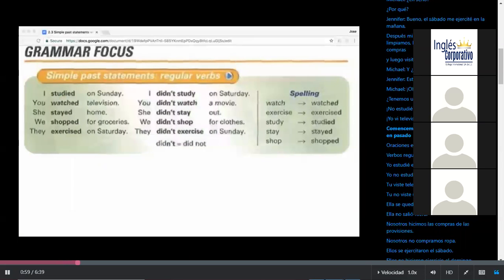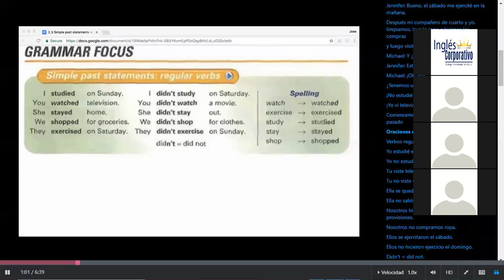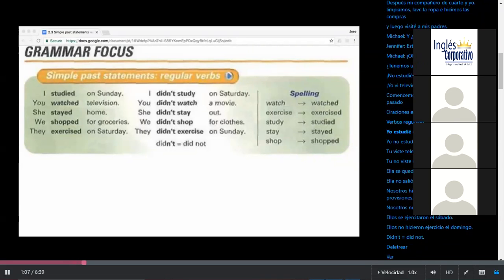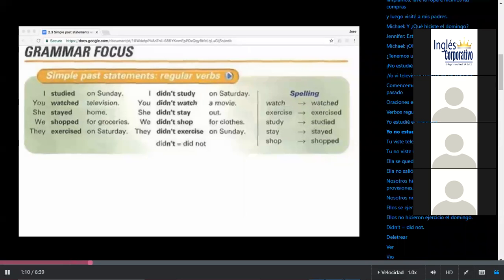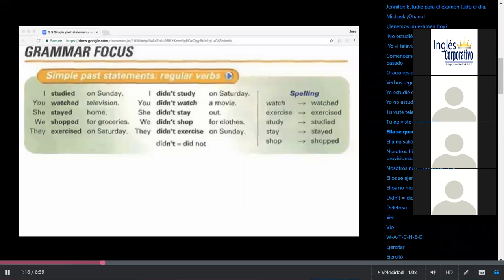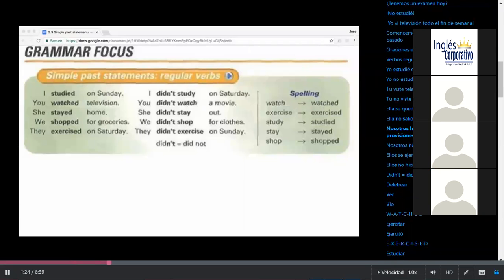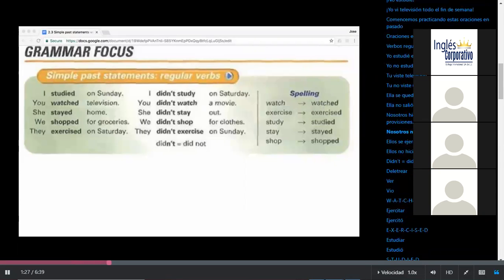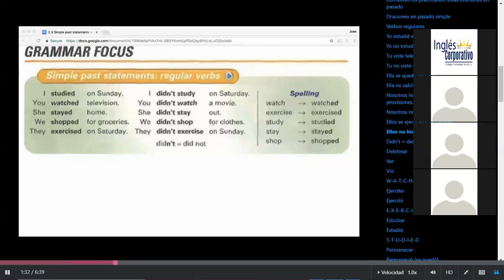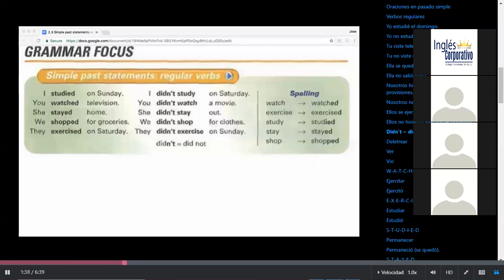Let's get started by practicing these statements in the past. Simple past statements. Regular verbs. I studied on Sunday. I didn't study on Saturday. You watched television. You didn't watch a movie. She stayed home. She didn't stay out. We shopped for groceries. We didn't shop for clothes. They exercised on Saturday. They didn't exercise on Sunday. Didn't equals did not.